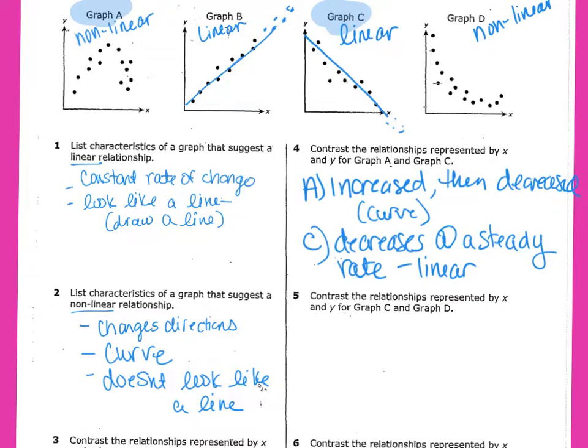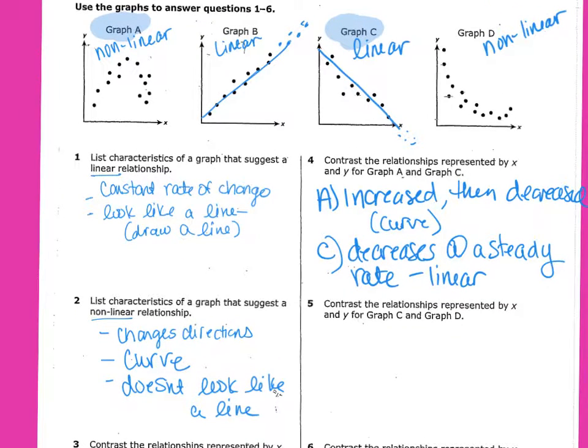Number 5, contrast the relationship between x and y for graphs C and D. Okay, so now we're looking at C and D, so the last two graphs. So the relationship for C, like we talked about, decreases at a steady rate, and it's linear.